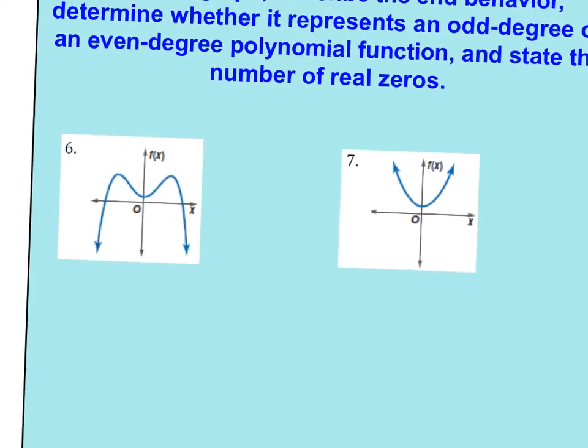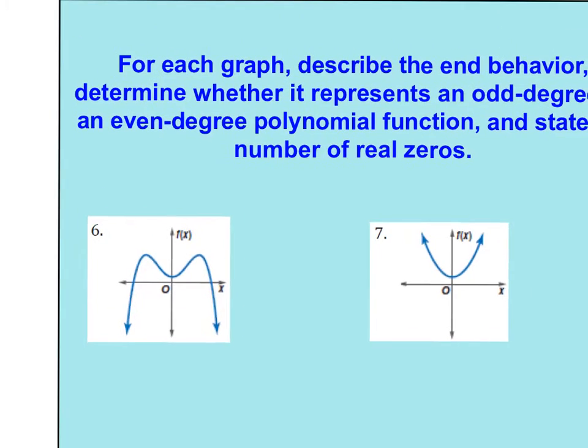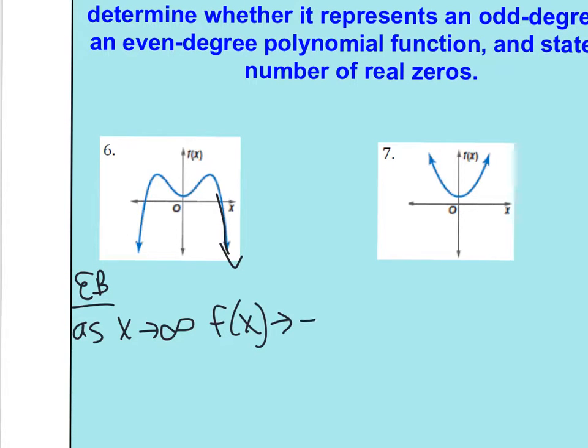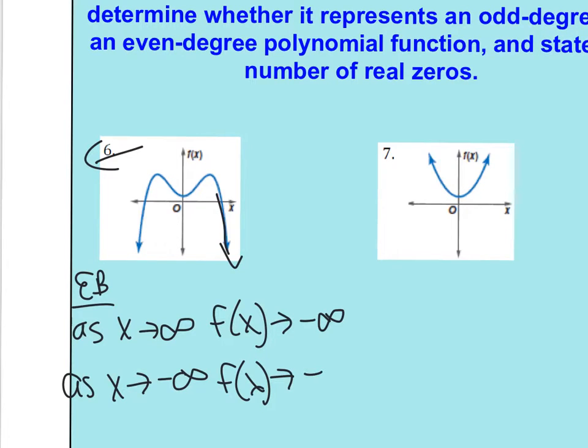So when I look at end behavior, as x approaches infinity, the function does what? Well, this function goes down, so it's going to go towards negative infinity. As x approaches negative infinity, meaning going left, f of x is going to be negative, okay? So you can go back and look, it's going to be negative and negative.